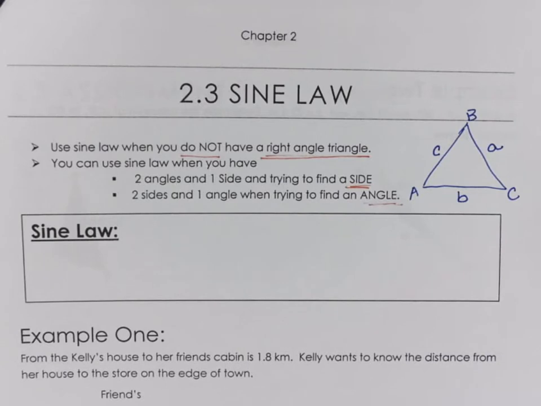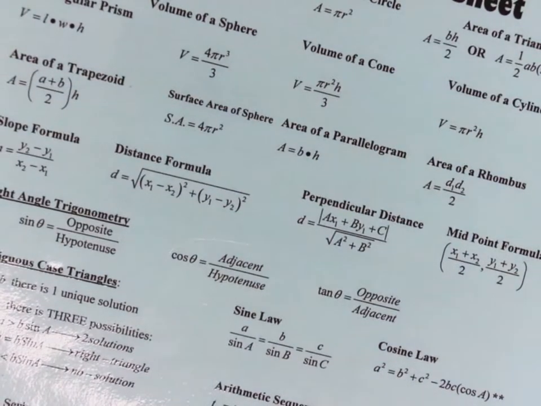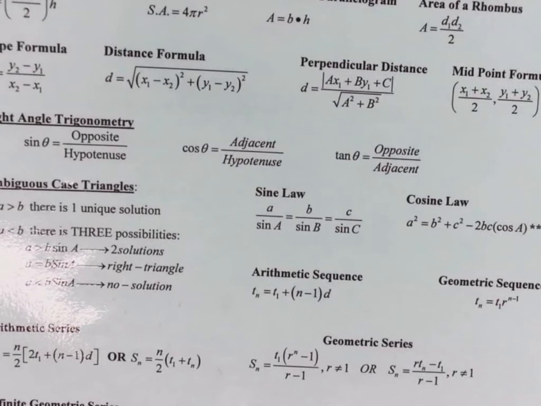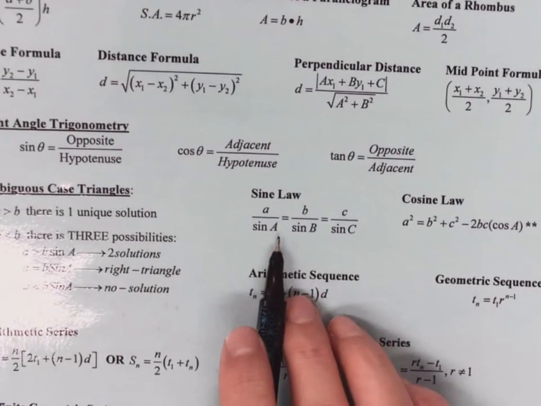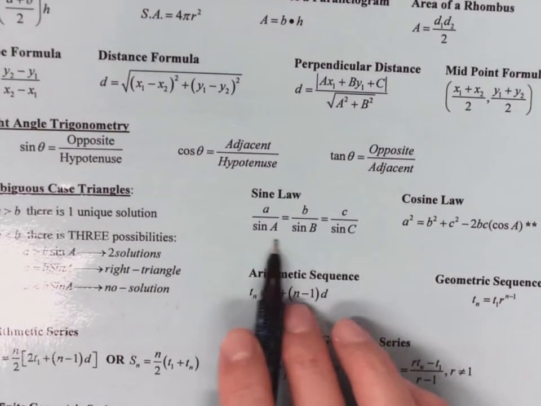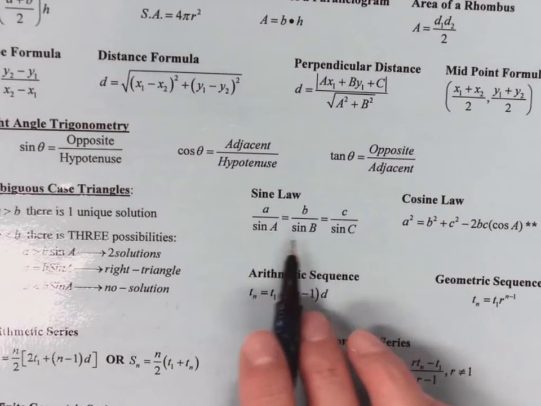Whew. All right, where's the formula sheet? Let me show you where it is, because it's on your formula sheets. And they will be there. So let me grab a formula sheet, a shiny one. Where am I? There we are. There's sine law. Right there. Okay? And we're going to talk a little bit about this.